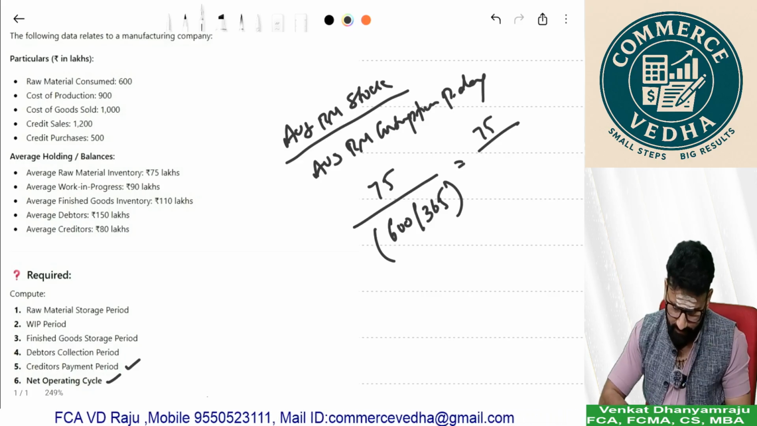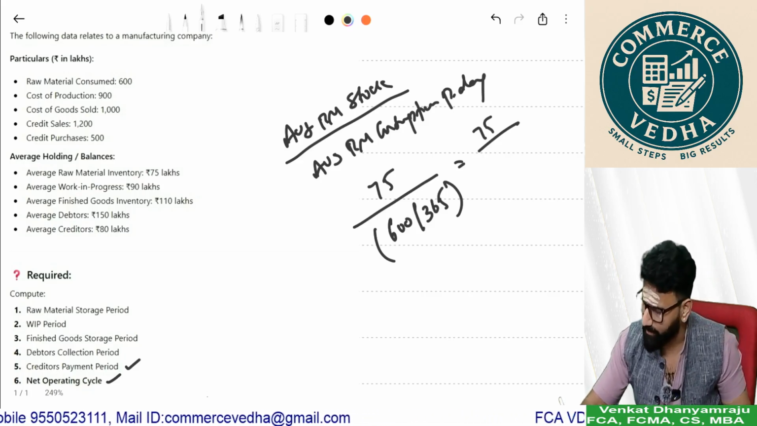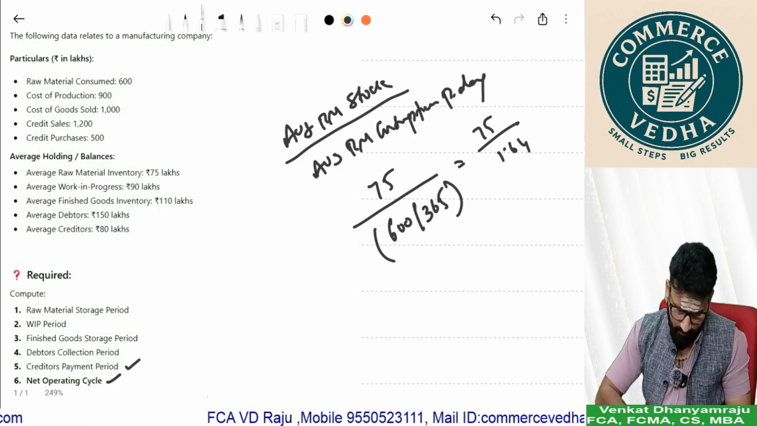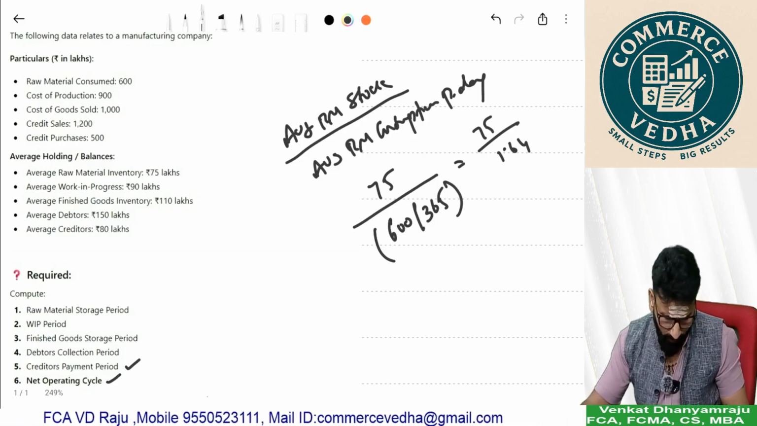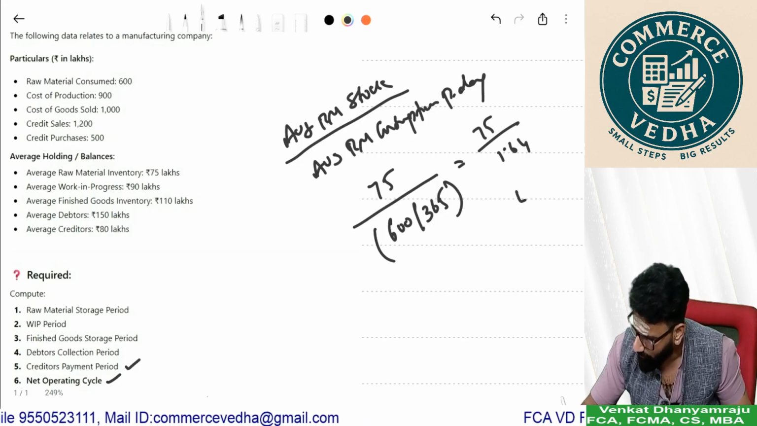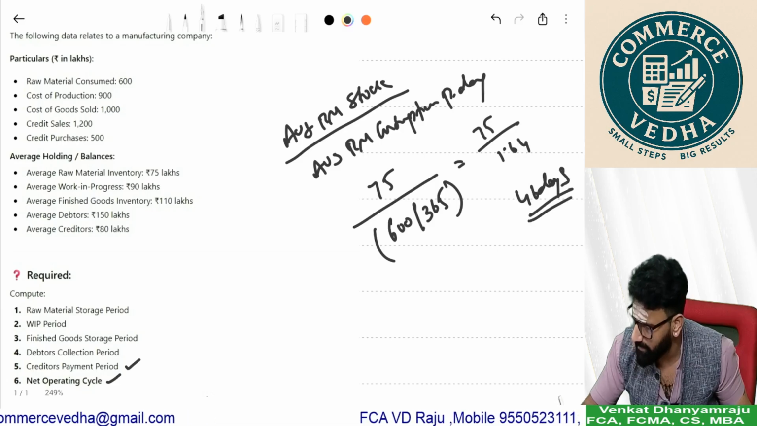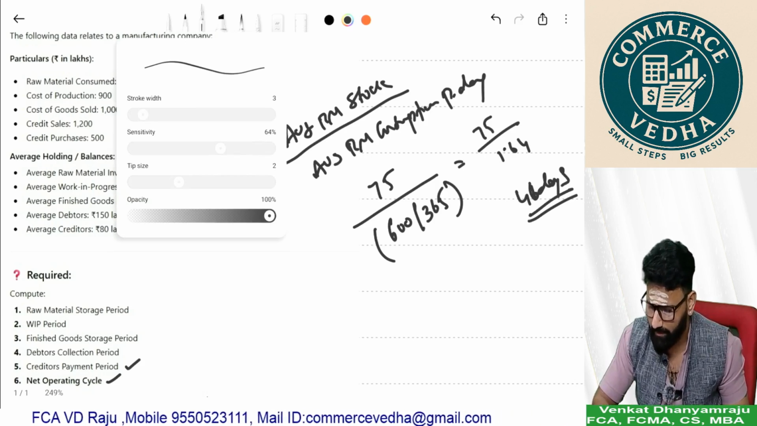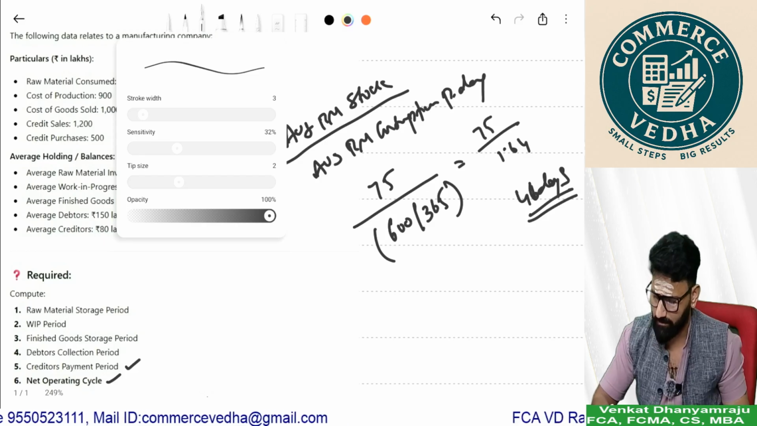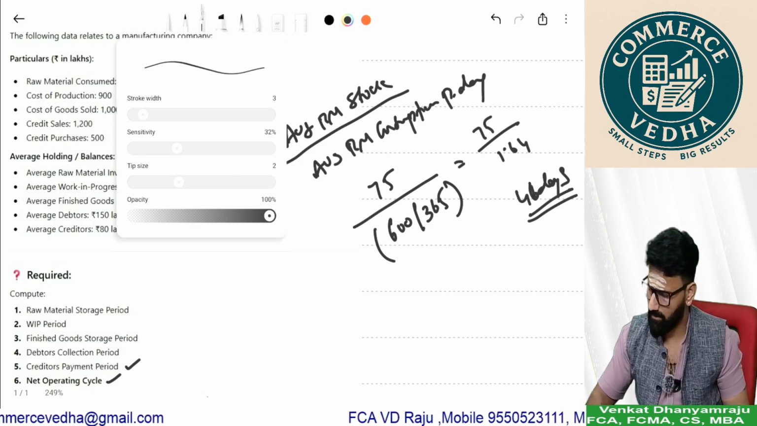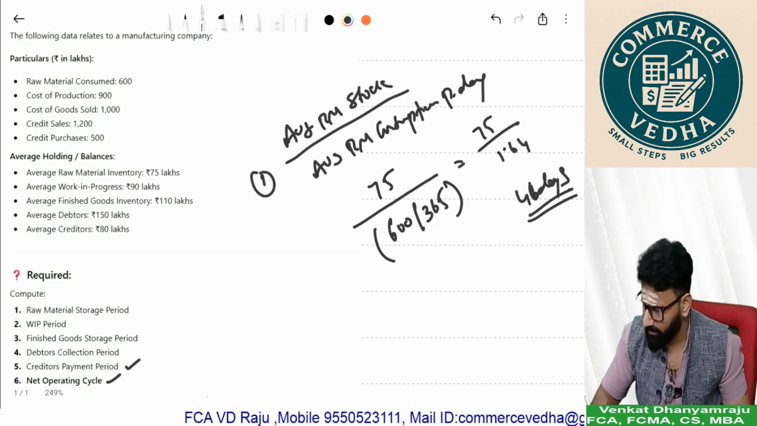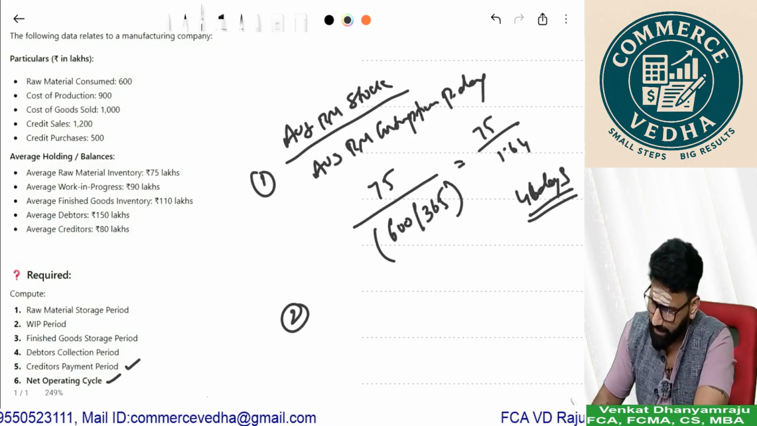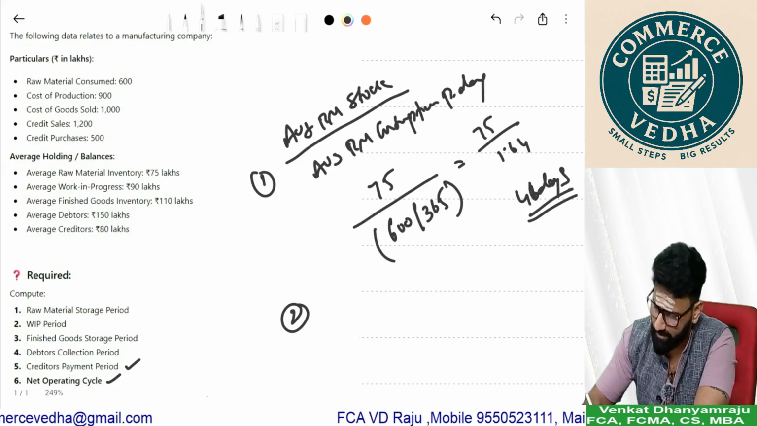600 divided by 365 is 1.64. So 75 divided by 1.64, you get 45.7 days. I'll take 46 days. Any fraction of more than 0.5, you will take it as the next day. So the first one we computed. Now the second one. Second one, what they said is average work in progress. I should compute work in progress days.